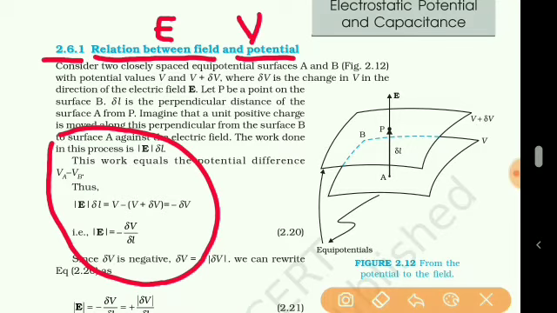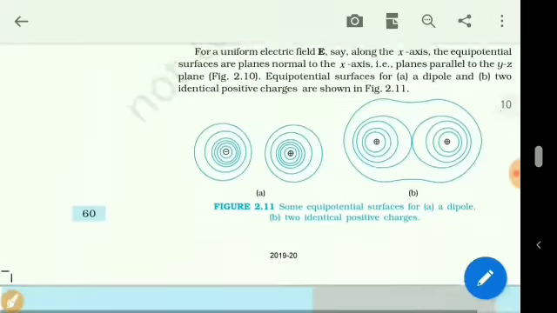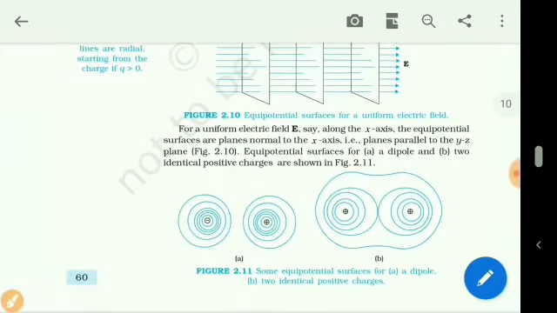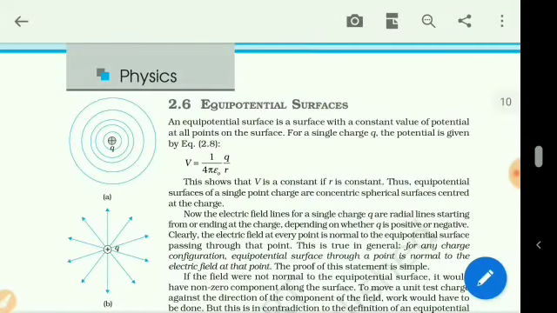One more thing, this cannot be asked as theory, but the final formula is very important. Even the earlier topic which we have seen, about equipotential surfaces, is also for MCQ. This cannot be asked in the form of theory.